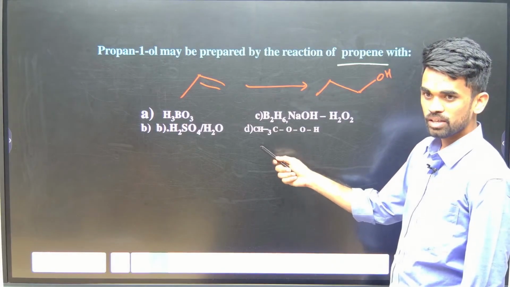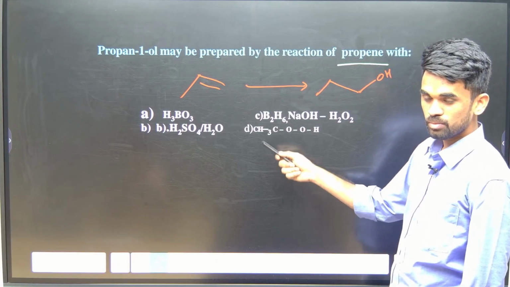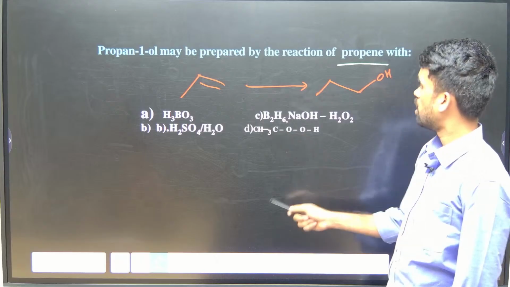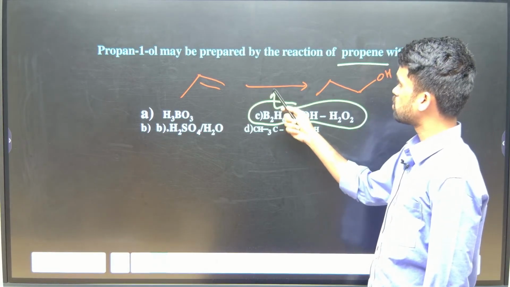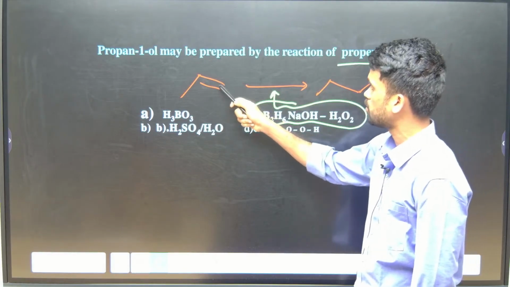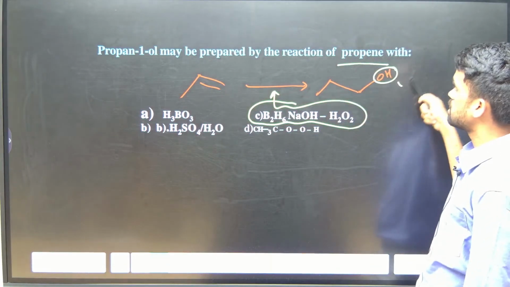Like this means D, B, yeah, C. Hydroboration gives the anti-Markovnikov product, that is, the terminal carbon will take the OH group. So this is perfectly correct.